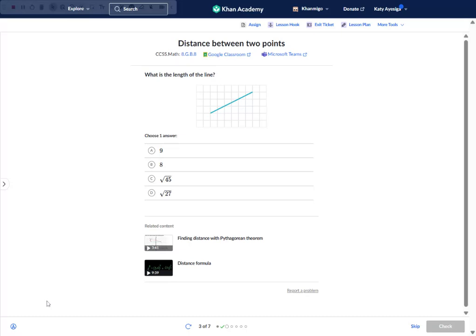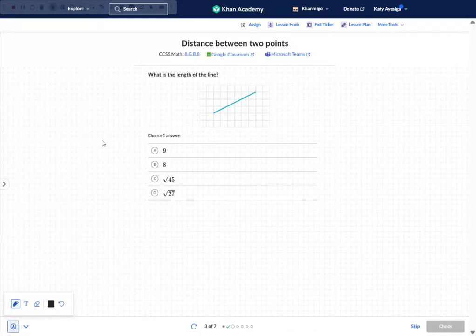Hi guys, we're looking at our 3.1 Khan Academy assigned homework with distance. So, looking at distance between 2 points. All right, so that's kind of unfortunate that it doesn't quite line up. But looking at this, I remember from class we learned two different formulas.